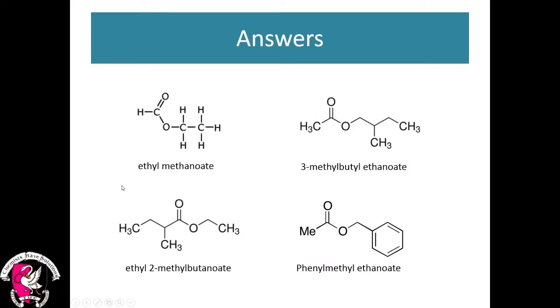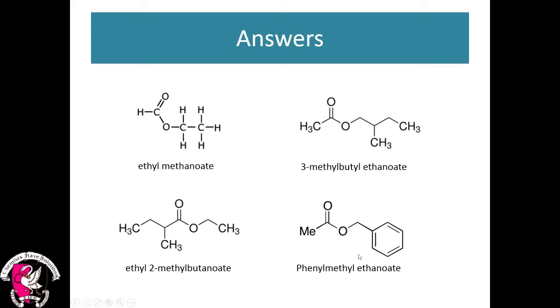Okay, so here we've got the answers. Ethyl methanoate was the first one. And we've got it structured like this. So we've got the ethyl bit here and then the methanoate. 3-methyl butyl ethanoate. So the butyl bit is 1, 2, 3, 4, and it's 3-methyl, so 1, 2, 3. So 3-methyl-butyl is all this, and then the ethanoate bit. Then we've got ethyl 2-methyl-butanoate. So the ethyl bit is over here, and then the butanoate, 1, 2, 3, 4, 4 carbons long, and then it's got this 2-methyl group here. So ethyl 2-methyl-butanoate for all of that.